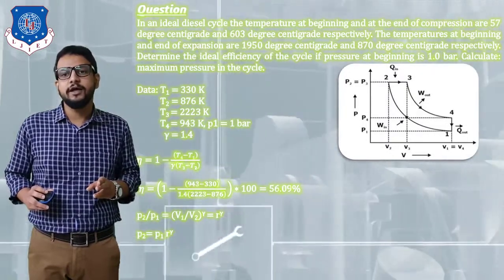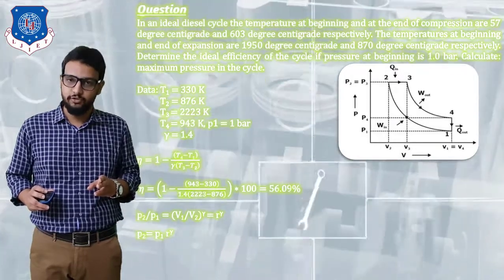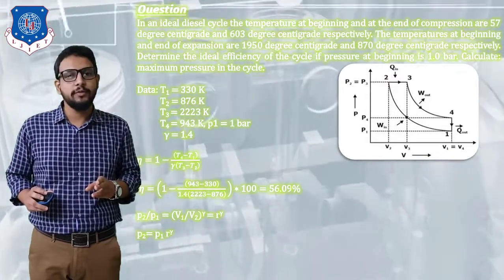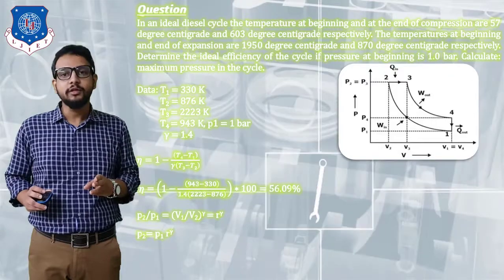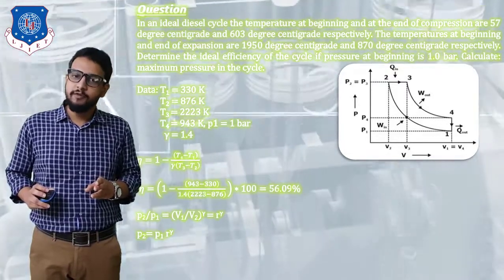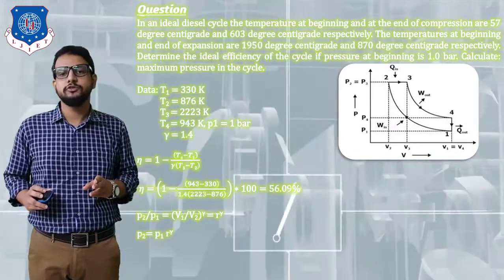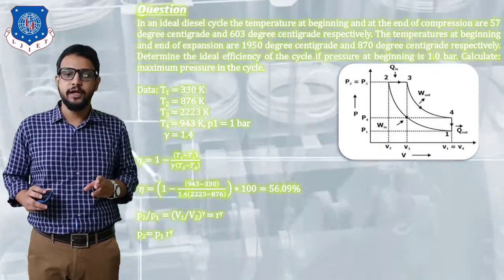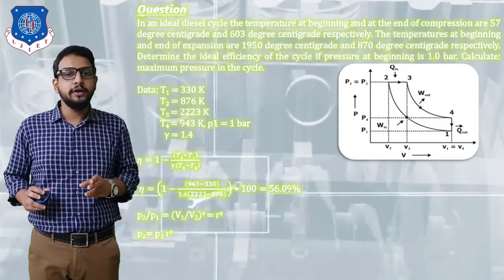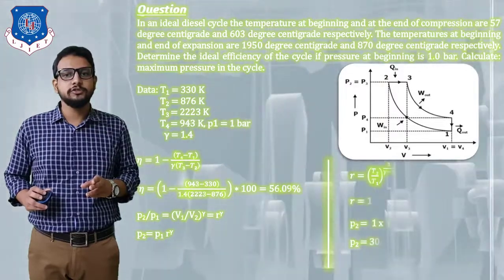We can use our adiabatic compression process from state 1 to state 2. Applying the PV relation directly, P1 V1 raised to gamma is equal to P2 V2 raised to gamma. From this equation, we can write P2 by P1 is equal to V1 by V2 raised to gamma, but we know that V1 by V2 is our compression ratio r, so it is equal to r raised to gamma. So by using the equation P2 is equal to P1 r raised to gamma, we can find P2. But in this equation, if you see carefully, r, the compression ratio, is not given, so we need to determine it.